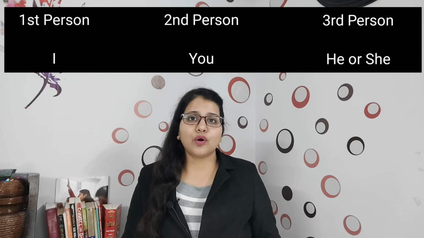So when we form the simple present tense for the first and second person, we use the base form of the verb. And for the third person, we add an S or ES to the base form of the verb. You would better understand it by looking at these examples.